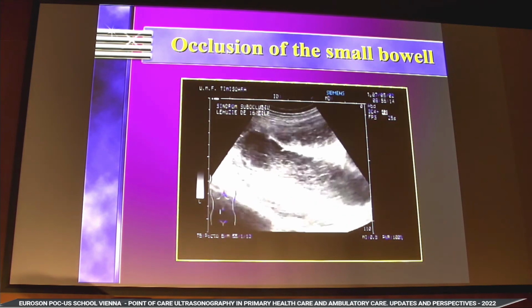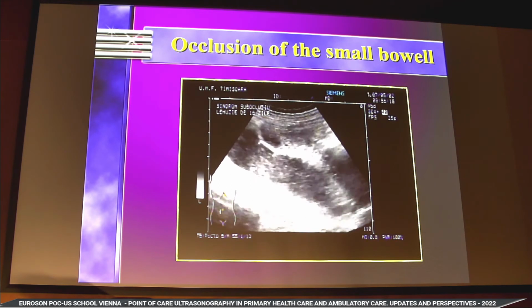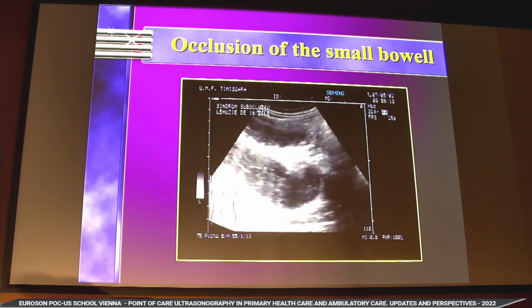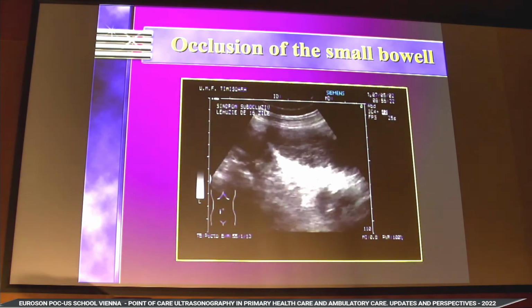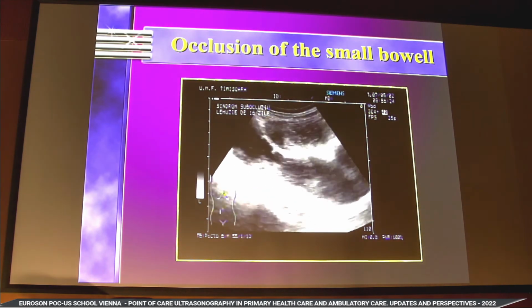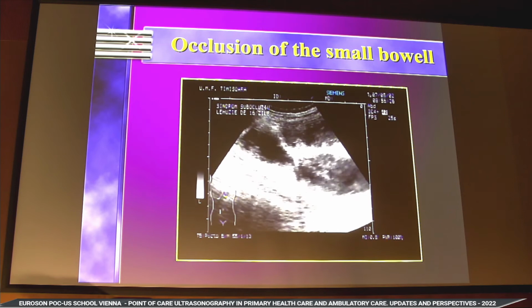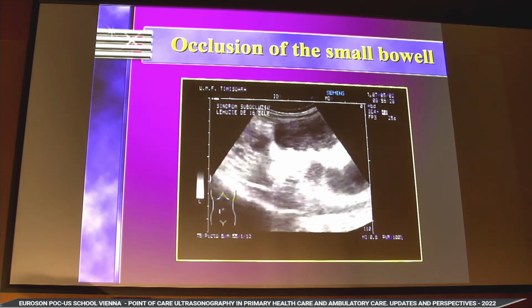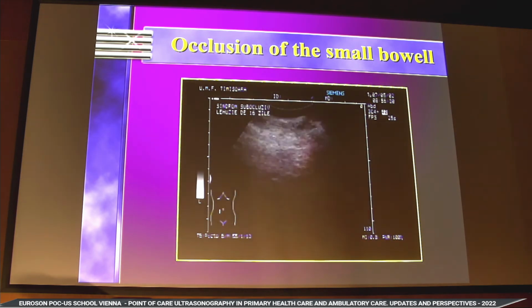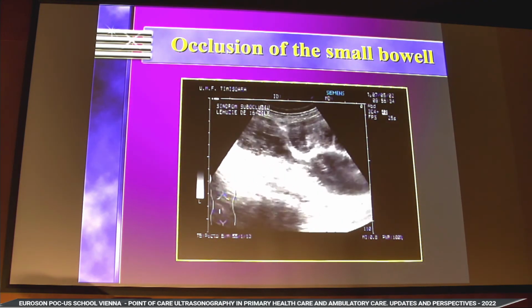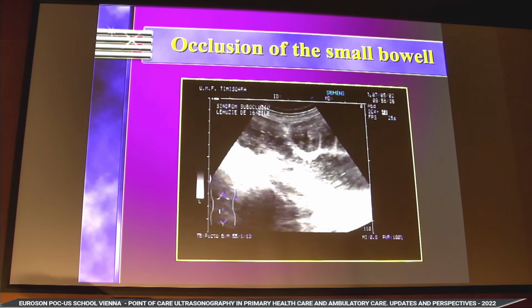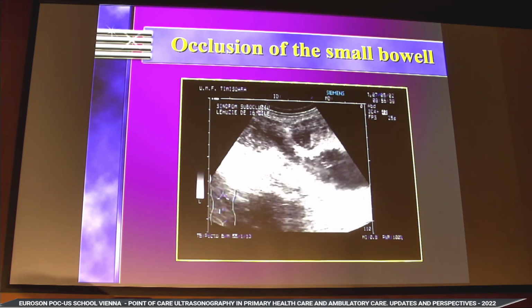Then usually we like to have an X-ray examination of the abdomen to see what? The hydroaeric level. In ultrasound we can see very well the hydric level and not the aeric level. Okay, you can see here the movement of the content and very active bowel movement.